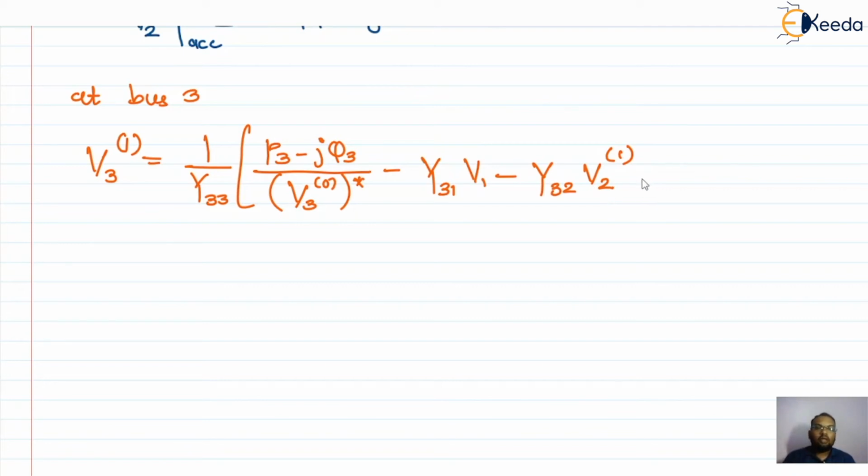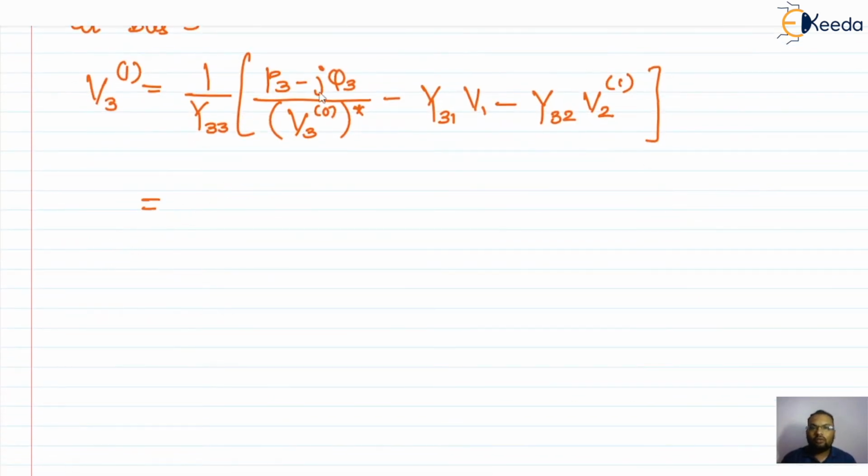Then we have the other summation, which starts from k plus 1. k value is 3, 3 plus 1 is 4. We don't have a fourth bus here, so the formula will end here. Now we simply have to put the values here, and we can get the value of V3, that is the voltage at bus 3 in the first iteration.